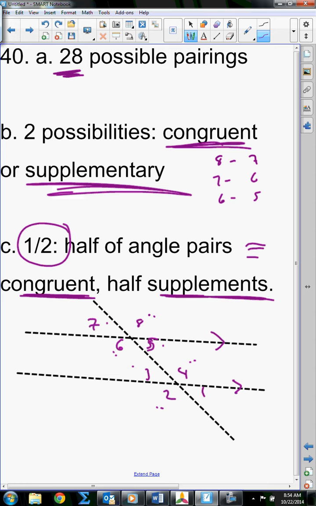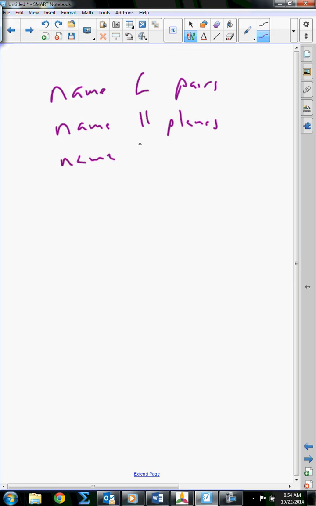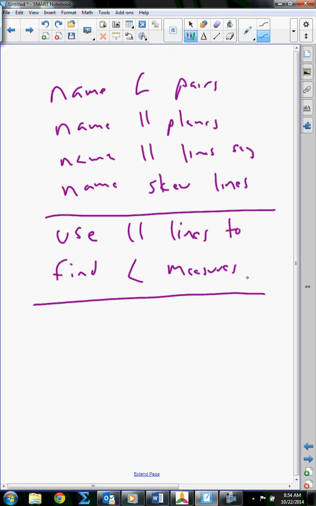All right, that was the homework. You should review for your quiz. Just remember you need to be able to name the angle pairs. You need to be able to name parallel planes, name parallel lines or segments, and name skew lines or segments. You should be able to use parallel lines to find angle measures. I think that's everything, right? Because I already said name angle pairs. So, good luck.